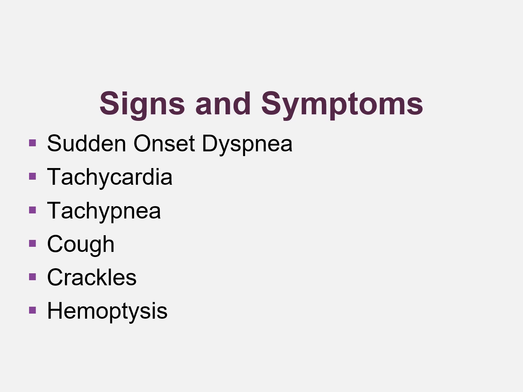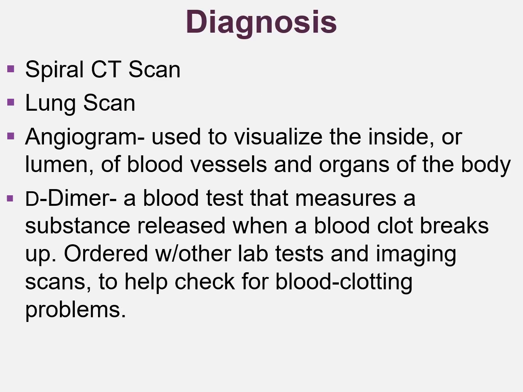Signs and symptoms of a PE are sudden onset of shortness of breath, tachycardia, tachypnea, cough, crackles, and hemoptysis. This is where you cough and blood comes up. Diagnosis can be done with a spiral CT scan, a lung scan, an angiogram, which is used to visualize the inside of the lumen of the blood vessel or organs of the body, a D-dimer, and this is a blood test that measures a substance that's released when the blood clot breaks up called fibrin, and this is ordered with other lab tests and imaging scans to help check for blood clotting problems.